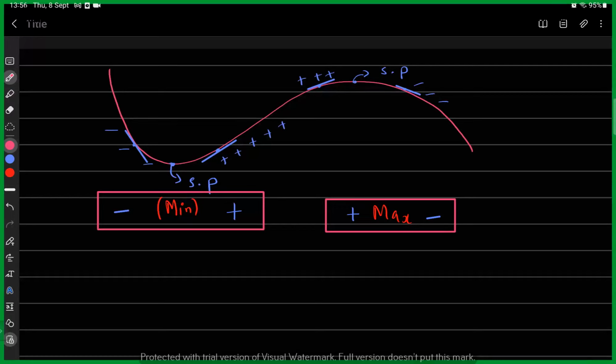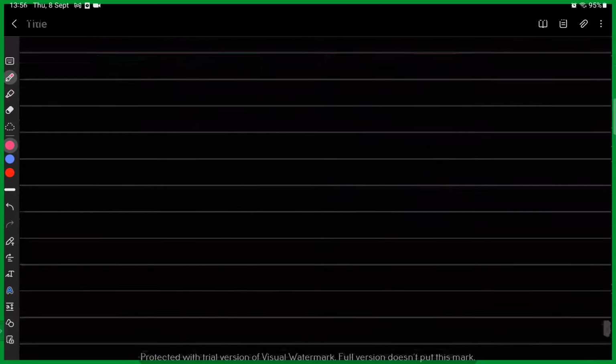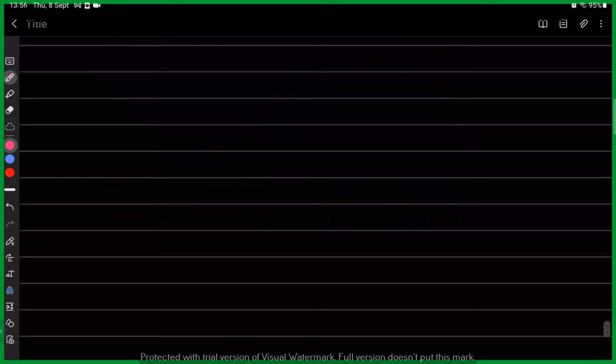So let's talk about that. So far, in most of the cases, we have discussed the minimum and maximum points, right? But what if I talk about the equation of y equals x cubed only? This time around, I'm talking about y equals x cubed, okay?